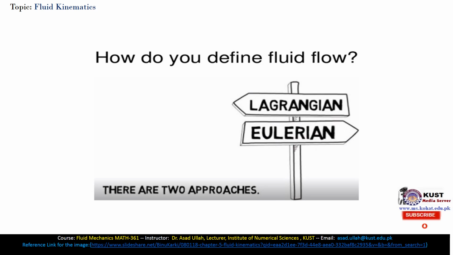Now, how do we define fluid flow in fluid mechanics? For the description of fluid flow in fluid mechanics, there are two important ways. Number 1, the Lagrangian method. Number 2, the Eulerian method. It means in fluid mechanics, we can describe a flow by using either the Lagrangian description or the Eulerian description.